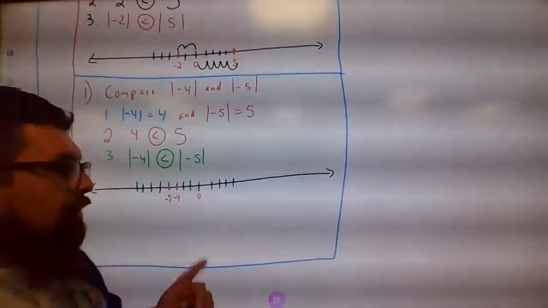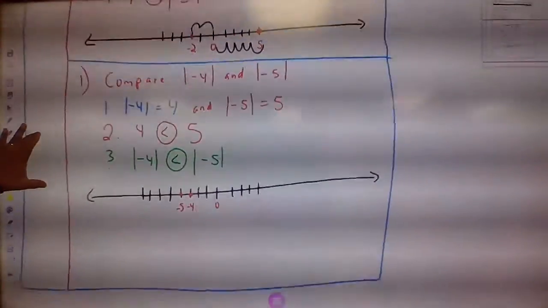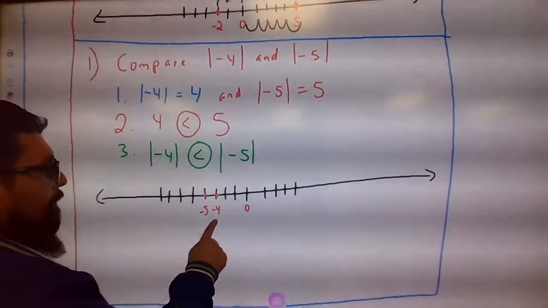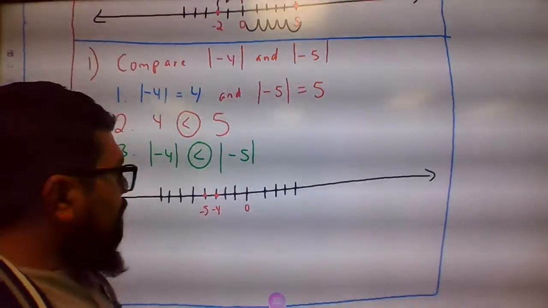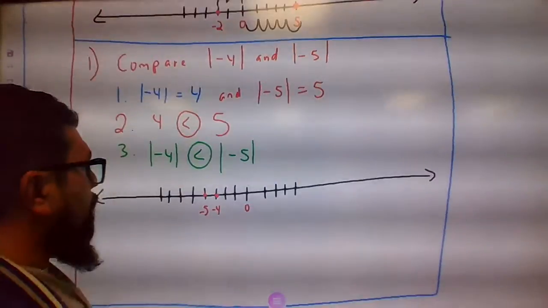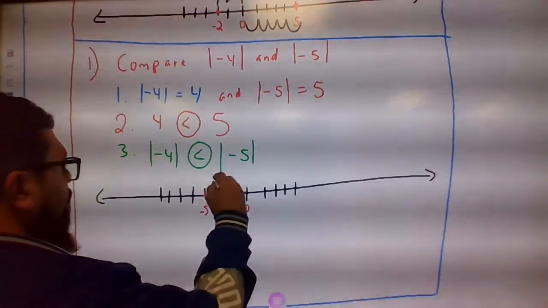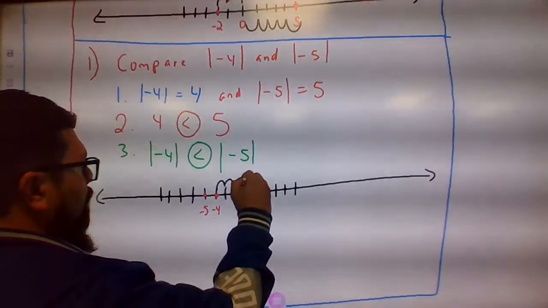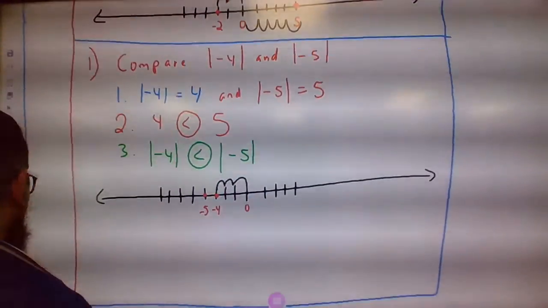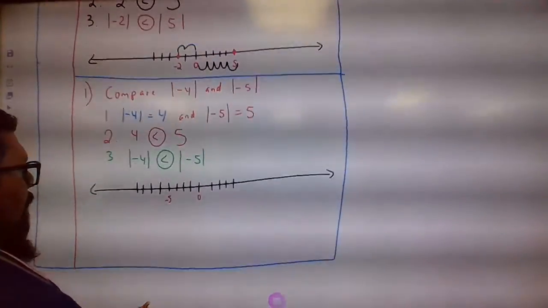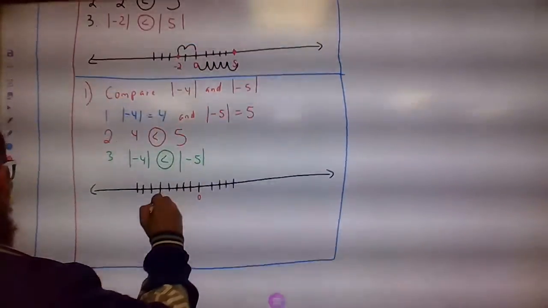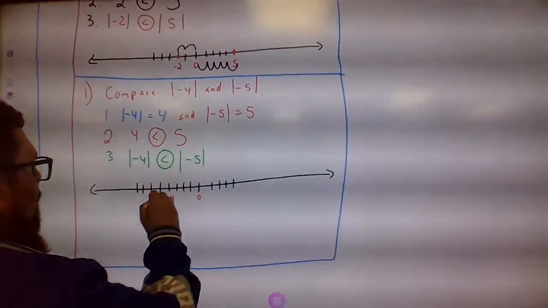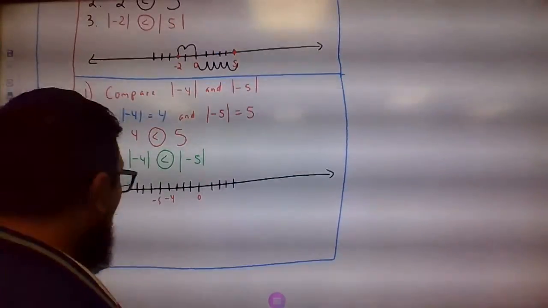Okay, so here's our number line. Let me zoom in. Here's our number line. Here's 0, here's -4, and here's -5. Yes? So now let's see how far from 0 is -4. I'm going to do them different colors so you guys can see it. 1, 2, 3. Actually, I did them on the wrong one. Sorry, guys. It's this one. Here's -4. And here's -5. Okay?